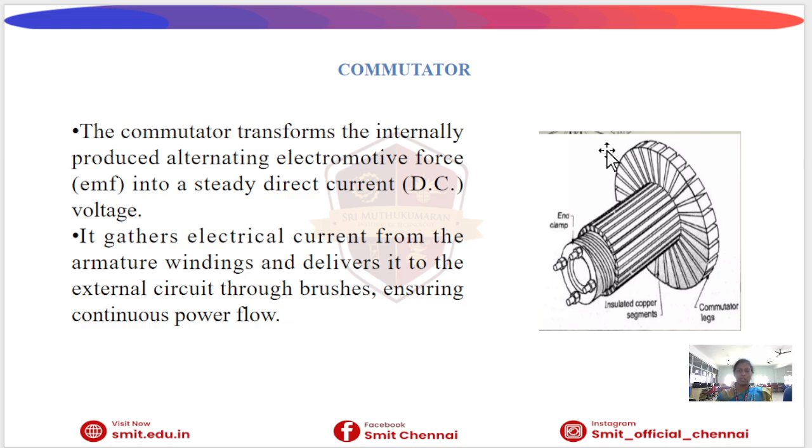Next is the commutator. The commutator is one of the most important parts of the DC generator. It converts the alternating EMF produced in the armature into direct current. So we are converting AC to DC with the help of the commutator. The commutator collects the current from the armature winding and transfers it to the external circuit through the carbon brushes. Without the commutator, the generator would produce AC instead of DC.